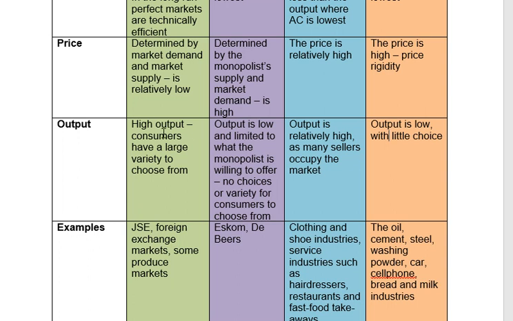So the highest output will be from the perfect market. The lowest will be from the monopoly. Second lowest is the oligopoly.